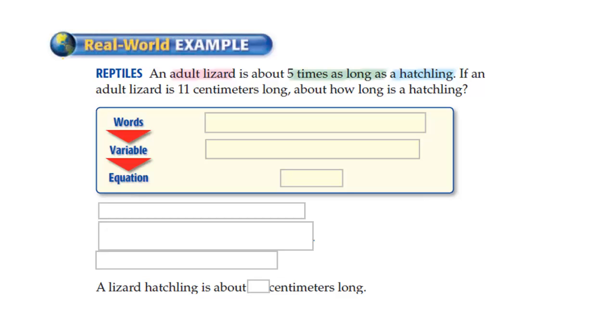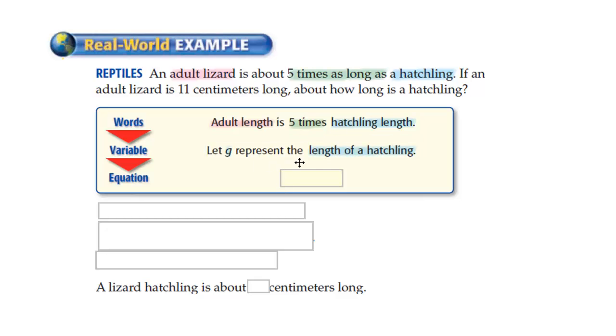Here's a word problem which I know you all love. An adult lizard is about 5 times as long as a hatchling. If an adult lizard is 11 centimeters long, how long is a hatchling? Well, the adult length is 5 times the hatchling length. So we can write an equation. Let G represent the length of the hatchling. So 11 is equal to 5 times G, because 11 is the adult.